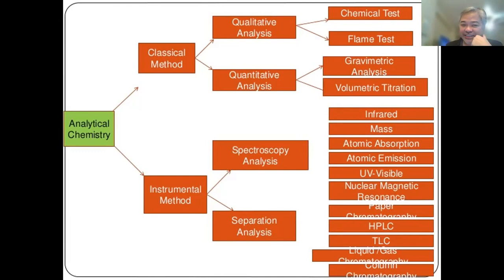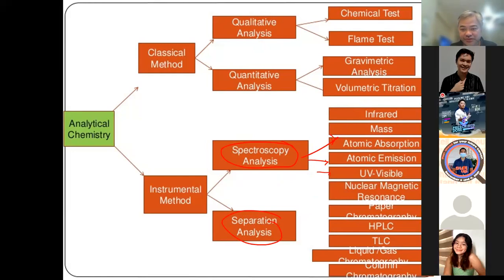So that's qualitative. But you can also do quantitative. So ito yung gravimetric analysis, yung precipitation method. Tapos yung volumetric titration or titrimetric method. So that's a quantitative analysis. Now in the instrumental method, you can either do spectroscopy or the separation analysis. And there you will have the methods that we have.